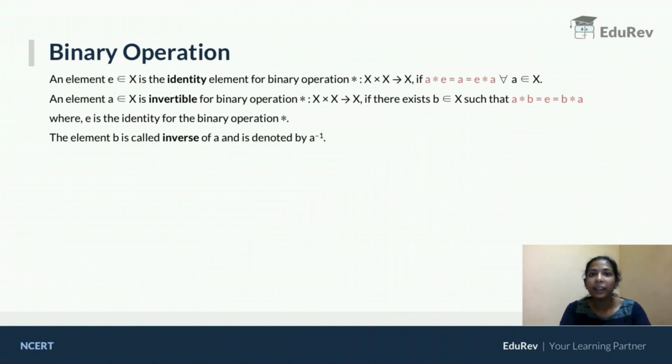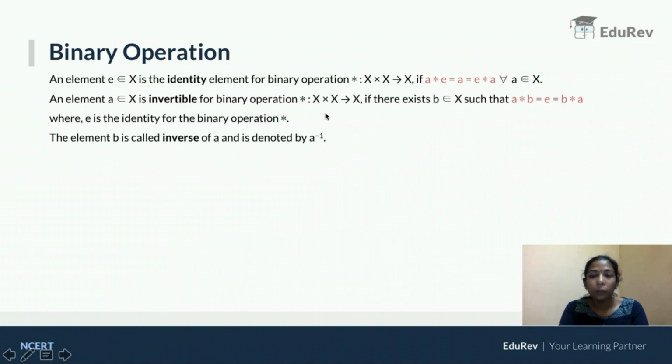Similarly, take another example, multiplication. What will be that? I know multiplicative identity is 1. So A into B equals to 1 equals to B into A. So AB is equal to 1 we are getting. So what will be B? B will be simply 1 by A. So 1 by A is called multiplicative inverse.